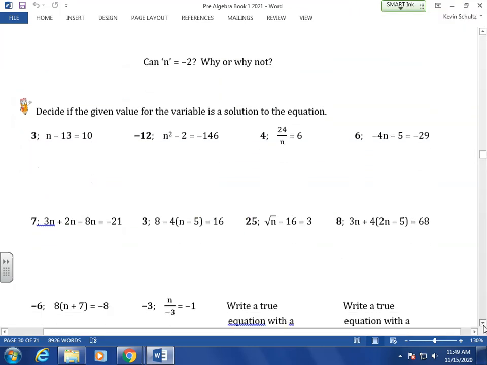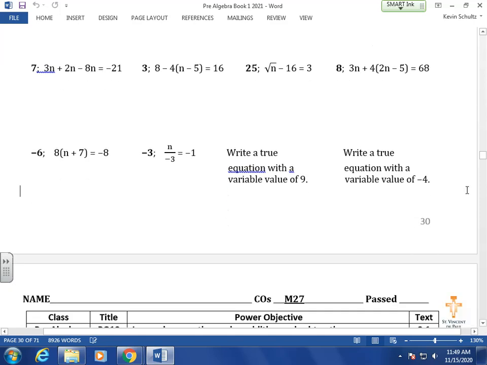Down below, we have 3 rows of this, and then your 2 kind of word problems here. It says write a true equation with a variable value of 9. Just as an example, if this said 2, I might do 5n plus 1 equals 11, right? My equation doesn't have to equal 11. My equation doesn't have to equal 2, my variable does. If I plug in 2 for n here, I get 5 times 2 plus 1. That is a true equation with a variable value of 2.